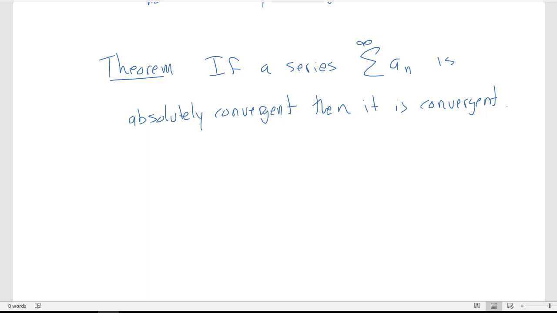Okay, so let's do a sketch of the proof here just to show why this is true. This isn't the most rigorous of mathematical proofs, but I want to look at the sketch just to justify this theorem. So the first thing we're going to write down is an inequality that is true, and let's discuss why this inequality is true.